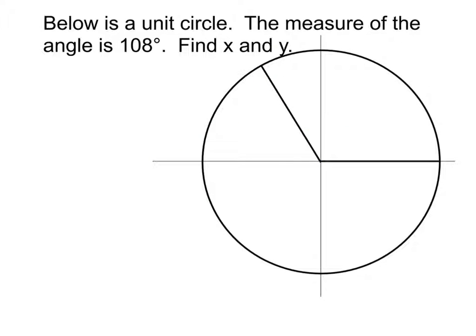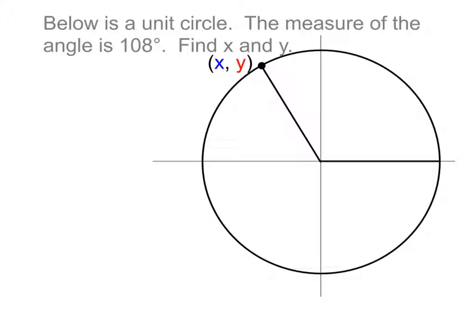So here we have a unit circle. The measure of the angle here is 108 degrees. And remember how we're getting that. That means this is 108 degrees in here. We're being asked to find x and y. Now before we actually do it, let's remember why we can know this and what we're doing in order to be able to get this.